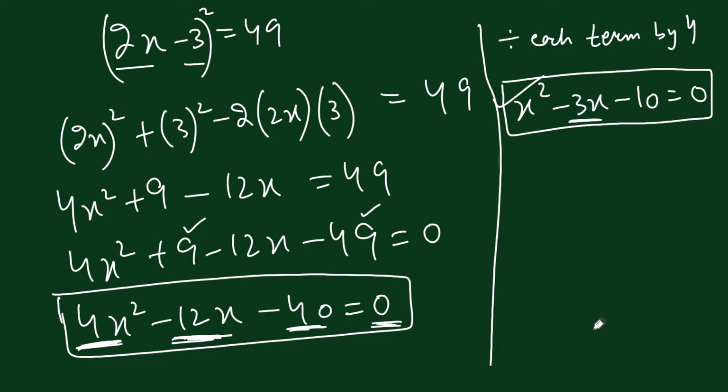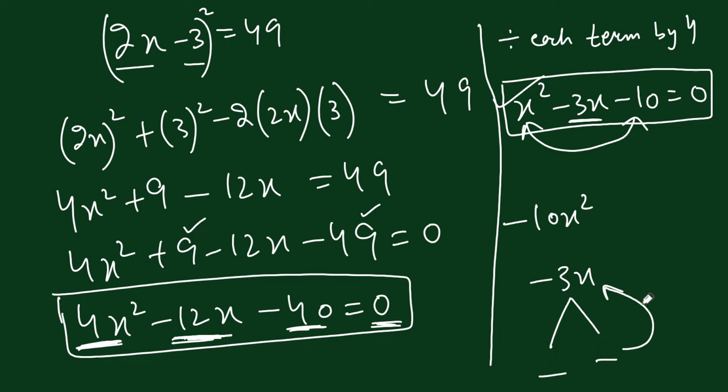You can split the middle term. How I told you, you have to multiply the a term and c term first. That is minus 10x square. And the middle term is minus 3x. Split minus 3x into such two numbers that their addition or subtraction should be minus 3, but multiplication should be minus 10. Okay. So you can see it will be for sure minus 5 and plus 2. Fine. Rest is same.